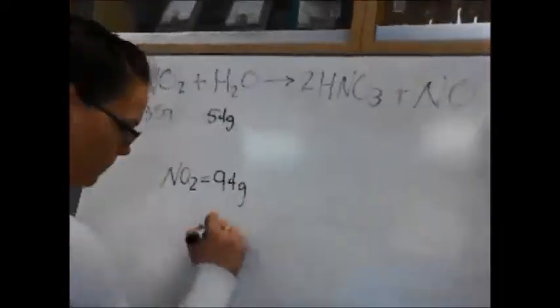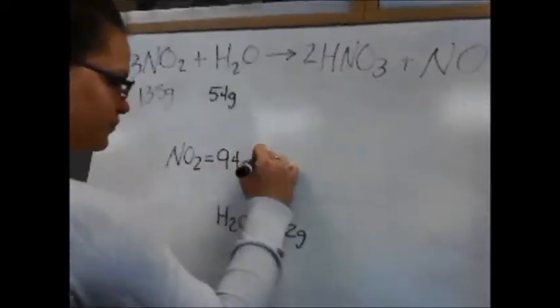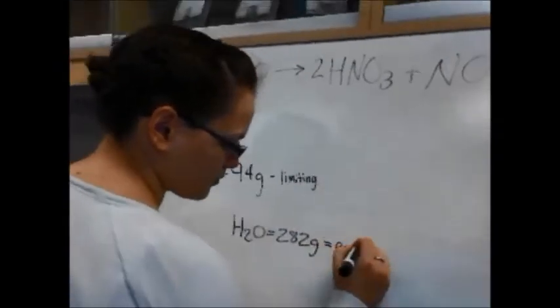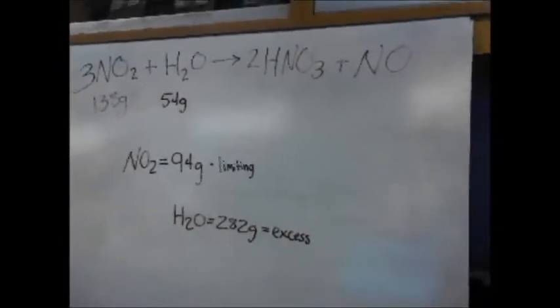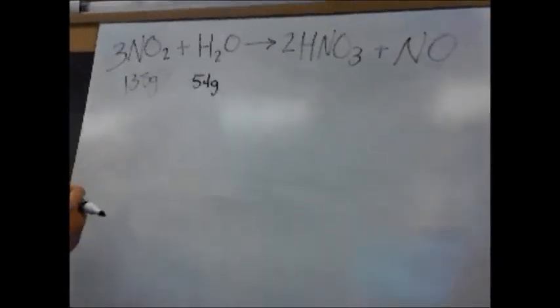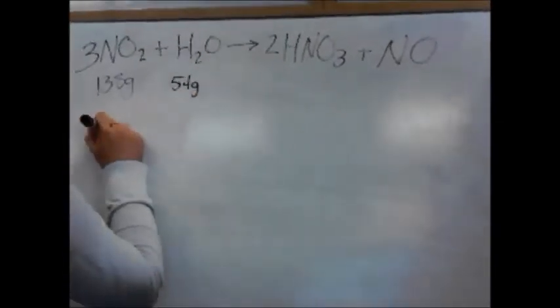Now that we've found our totals, we'll have to compare them. The smallest number is the limiting reactant, and the larger, the excess. According to our equation, we should end up with 94 grams of HNO3. That's in a perfect world, of course.